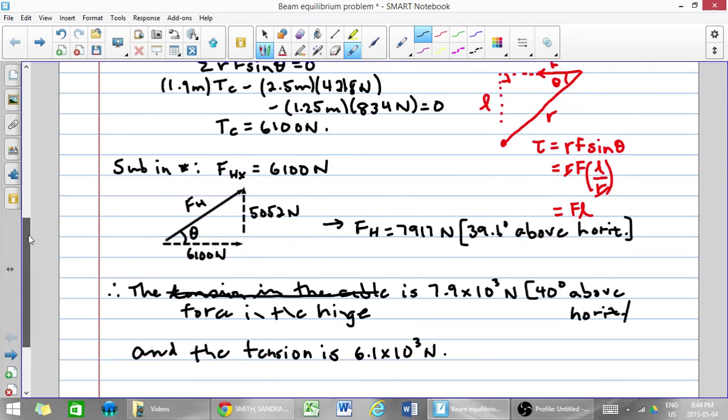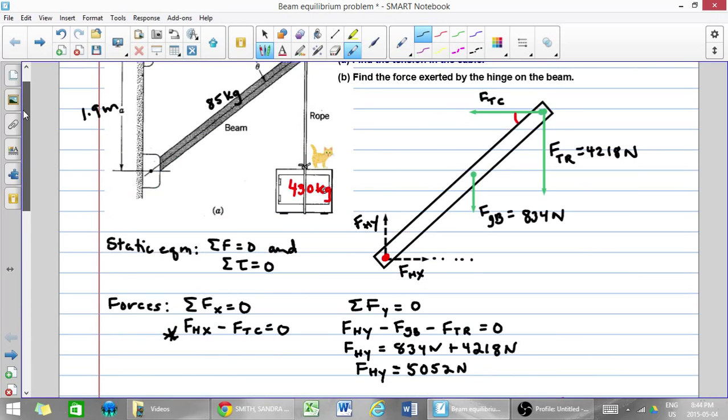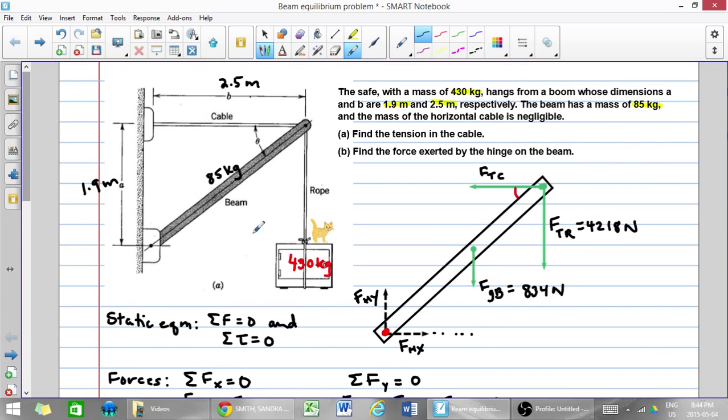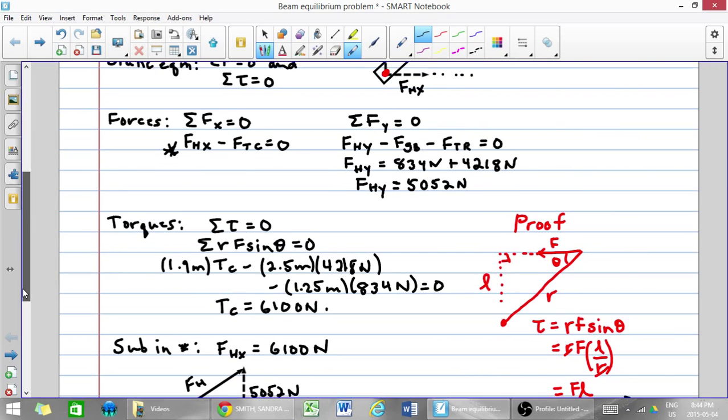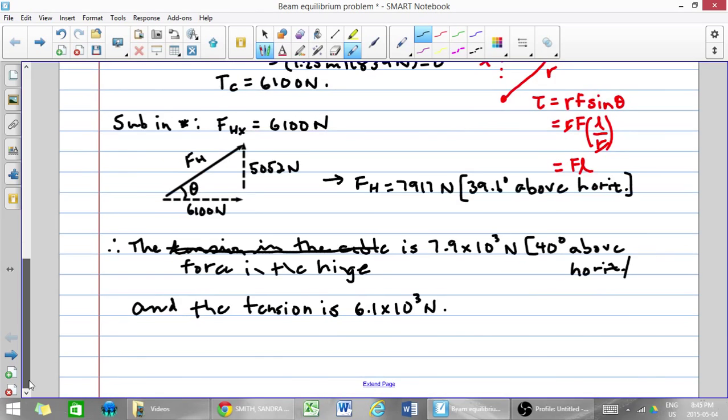Okay, so to review, gather all our information, draw the body that you're analyzing forces on, draw all the forces. The conditions for static equilibrium: the forces and the torques have to balance. So deal with the X and Y components of the forces, deal with the torques, start solving, and there you go. Now, you go try one.